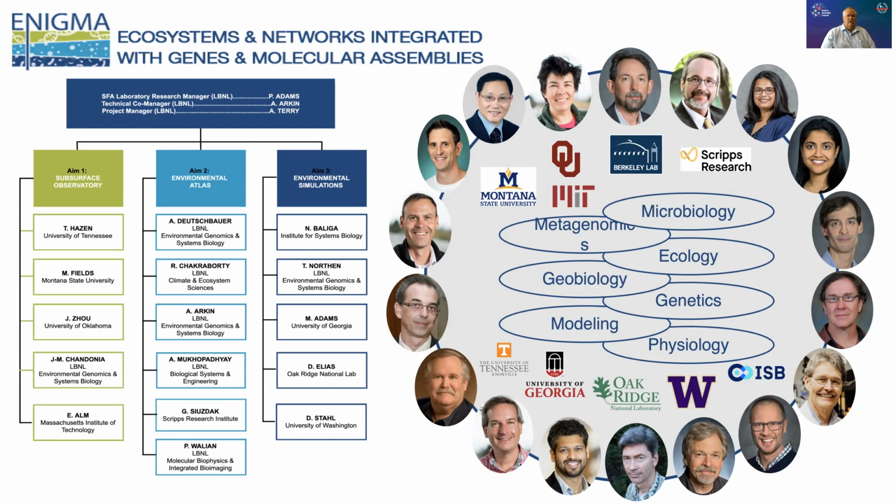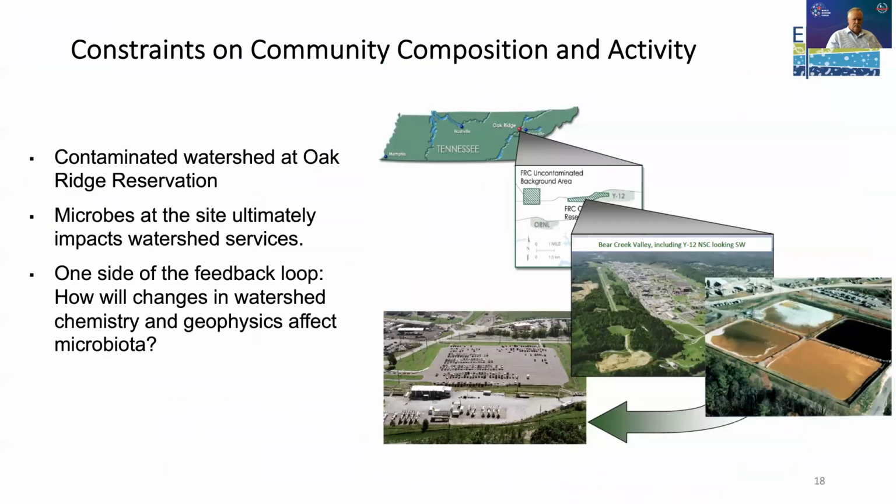ENIGMA, or Ecosystems and Networks Integrated with Genes and Molecular Assemblies, is one of our big projects that we've had going on for a long, long time. It has an aim of a subsurface observatory, an environmental atlas, and environmental simulations. And we've had this going on for several years. It is a multi-institutional consortium of universities and national laboratories that is funded by the United States Department of Energy.